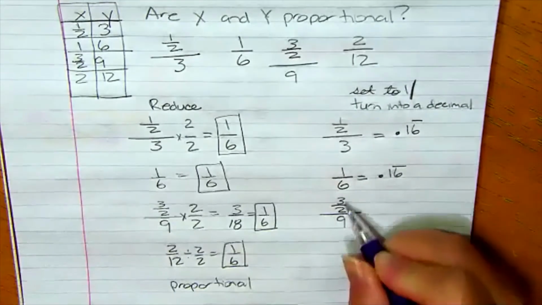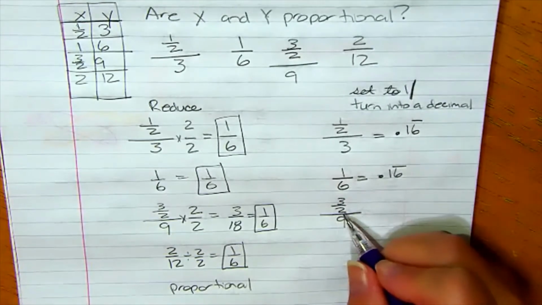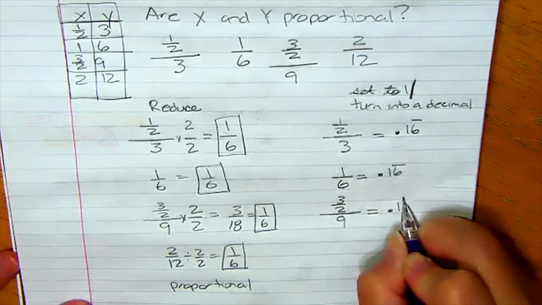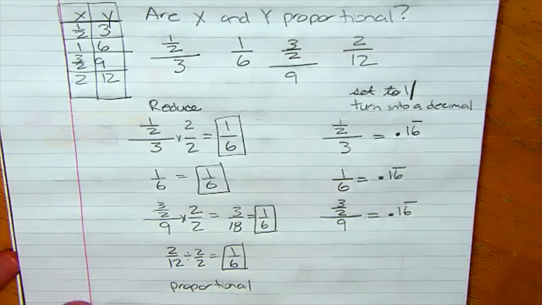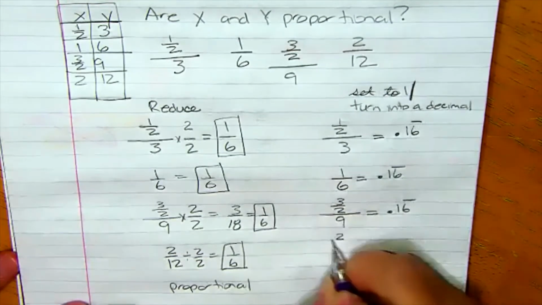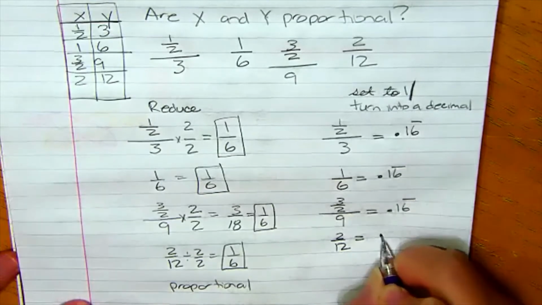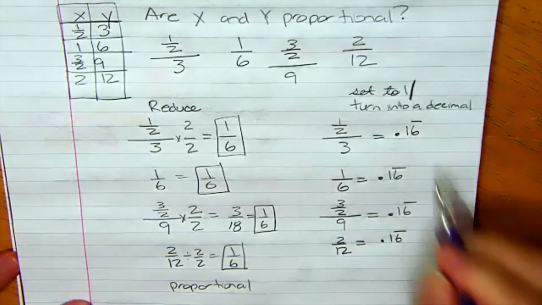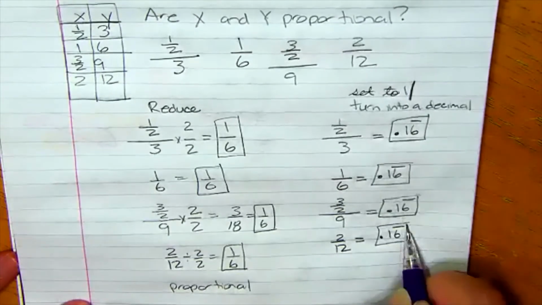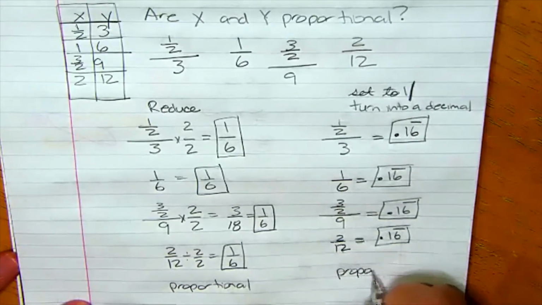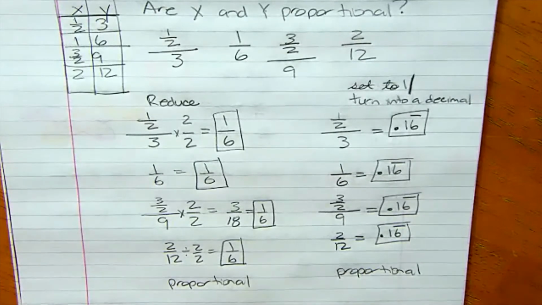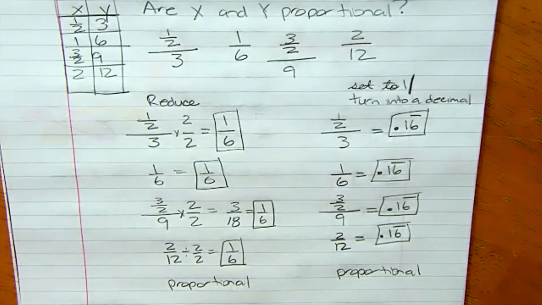3/2 divided by 9. Well, 3/2 is 1.5 divided by 9 is equal to 0.16. That 6 goes on forever. And then we have 2 divided by 12. Would you look at that? All of my decimals are the same. It is proportional. Now, can you use a calculator for this? Yes, please do. It makes sense.